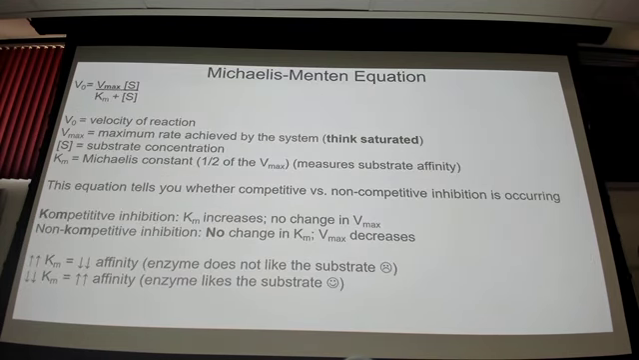And so here's the Michaelis-Menten equation. V equals Vmax times the substrate concentration over the Km plus the substrate concentration. As I mentioned, V null is the velocity or speed of the reaction. Vmax is the maximum rate achieved by an enzyme-catalyzed reaction. That's when enzymes are fully saturated.